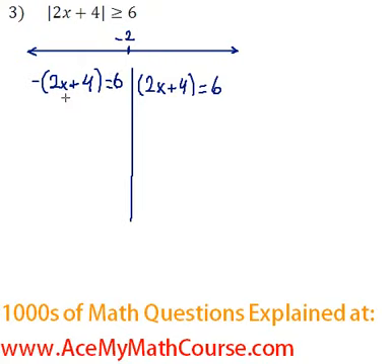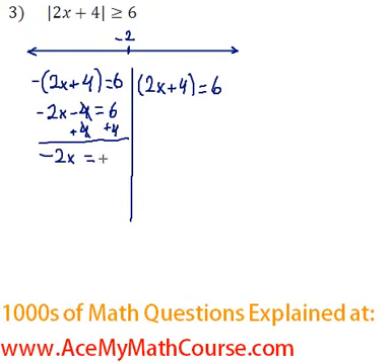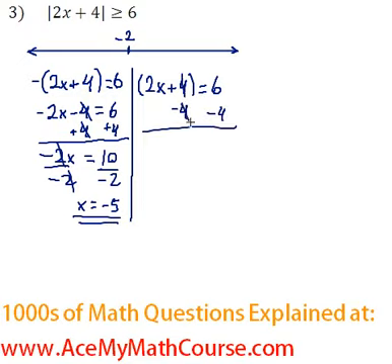So I'll distribute the negative inside here. I'll get -2x minus 4 equals 6. I'll add 4 to both sides of the equation. So we get -2x is equal to 6 plus 4, 10. Then I can divide both sides by -2. And x is equal to -5. Over here, I can subtract 4 from both sides of the equation. I get 2x equals 2. Then I can divide both sides by 2, and x is 1.